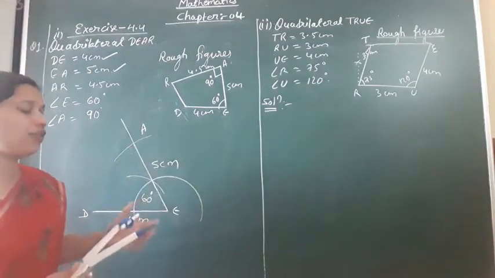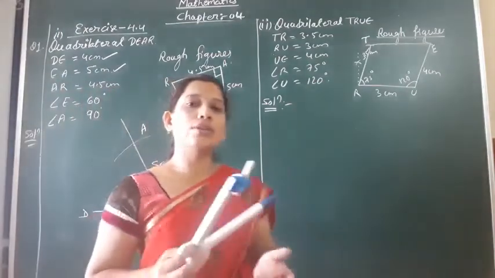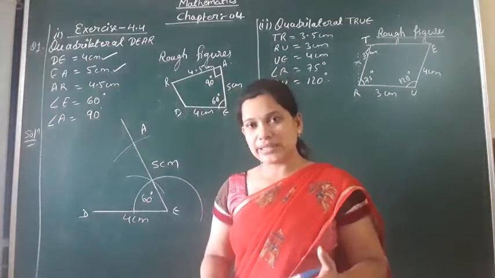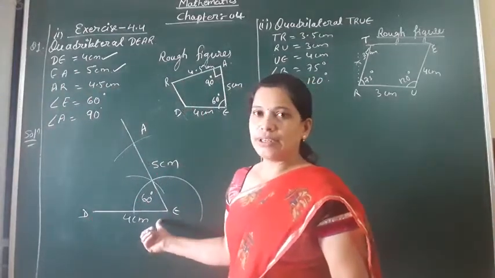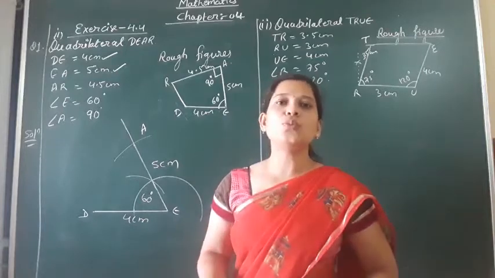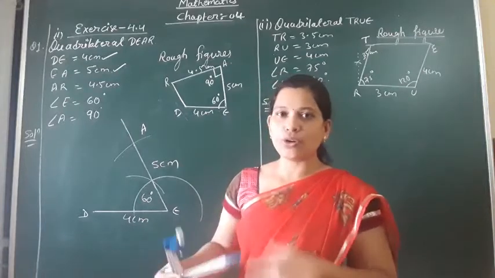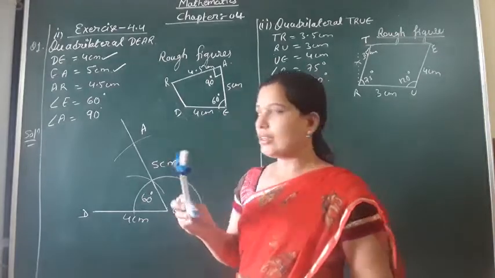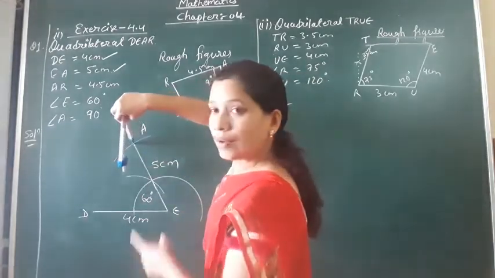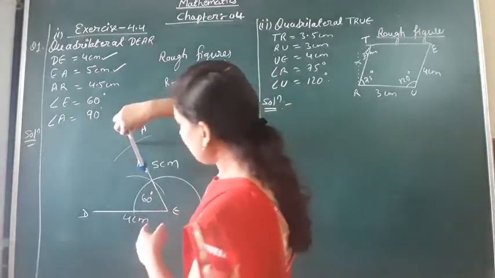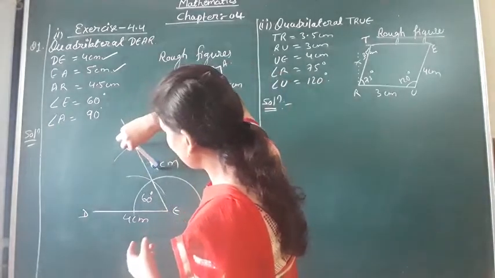Clear? Now for drawing the 90 degree angle, on the mouth of your rounder you have to take any radius. Suppose at first I had taken 3 cm, so I can take 2 cm, 2.5 cm, 3 cm according to my wish. So I had taken a radius of 3 cm, keeping the needle at point A, and you have to draw one arc.